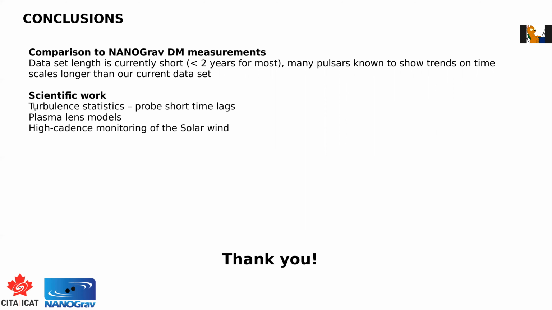We're going to go through the rest of the data set, looking at the turbulence statistics with the structure functions, hopefully being able to probe very short timescales. We're going to explore these plasma lens models, especially with 1937. And we're going to look into the solar wind influence on some of these pulsars.